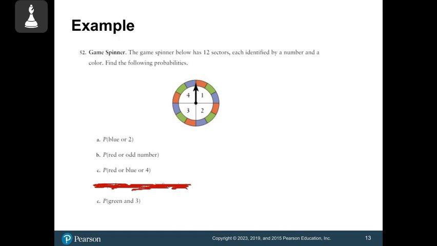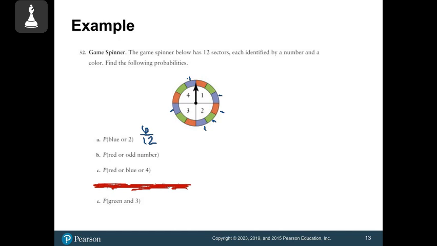So the first option, if we want to get a blue or a 2, well, if I look at that, I've got a blue, a blue, a blue, and a blue. But then I also want anything in the 2 sections. So one option is to just count all of them up. 1, 2, 3, 4, 5, 6. That's 6 out of my 12 pieces that are blue or 2.